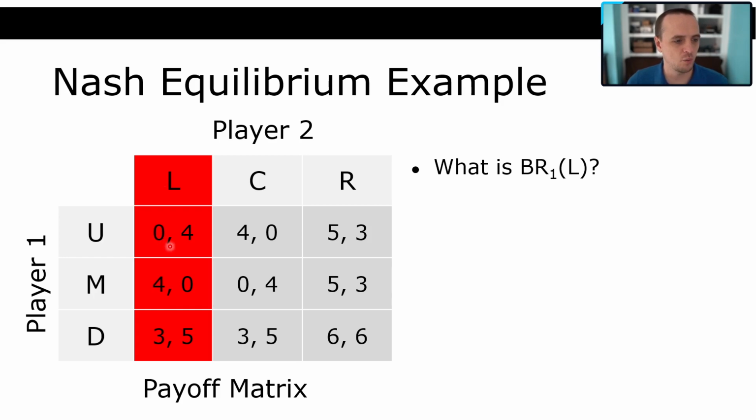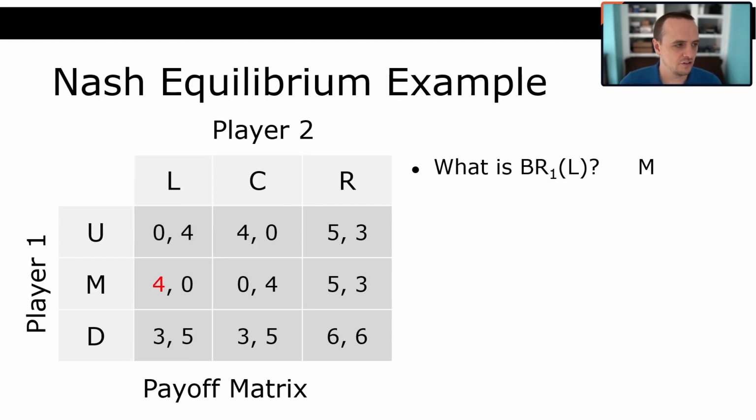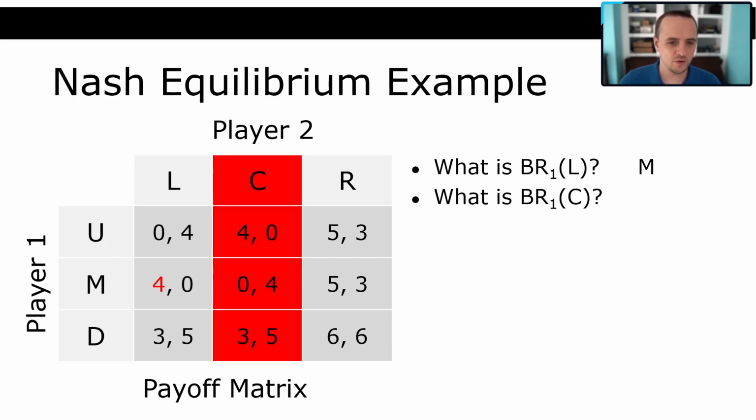So if we look at player 1's possible responses to L, up will give them 0, middle will give them 4, down will give them 3. Okay? So the best response of player 1 to L is to choose middle. Okay. Now, if we look at center, what is the best response of player 1 to center? Type it out there in the chat. I just want to make sure you're following along, because you should be able to calculate that best response given the knowledge that you have now.